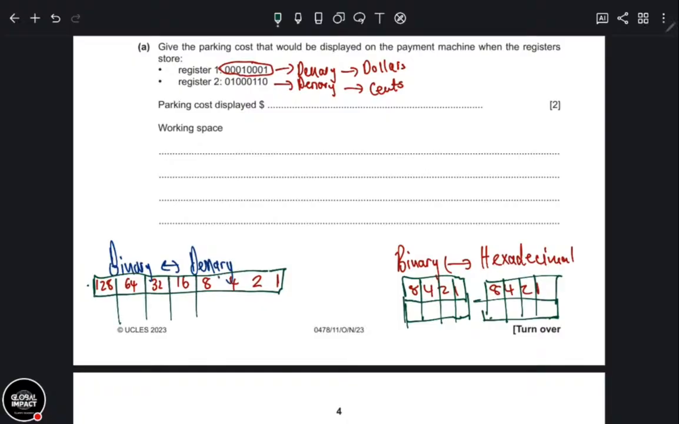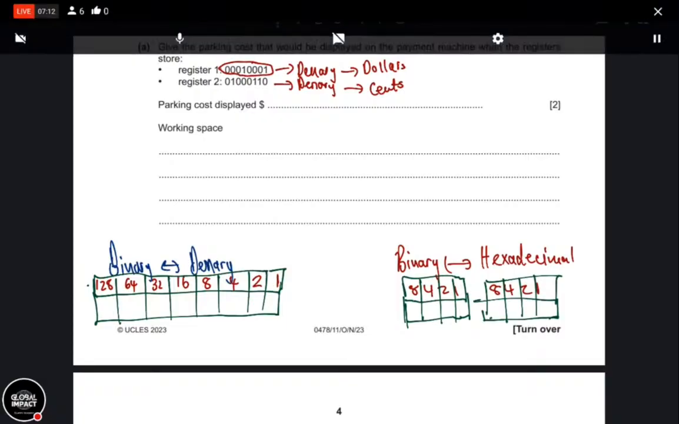We are going to quickly put this box. This is our working space, and we're going to use this. The moment they say binary to hexadecimal or hexadecimal to binary, we are going to use this one. Can you all see my screen? That is what we're going to do. So now let's do this.